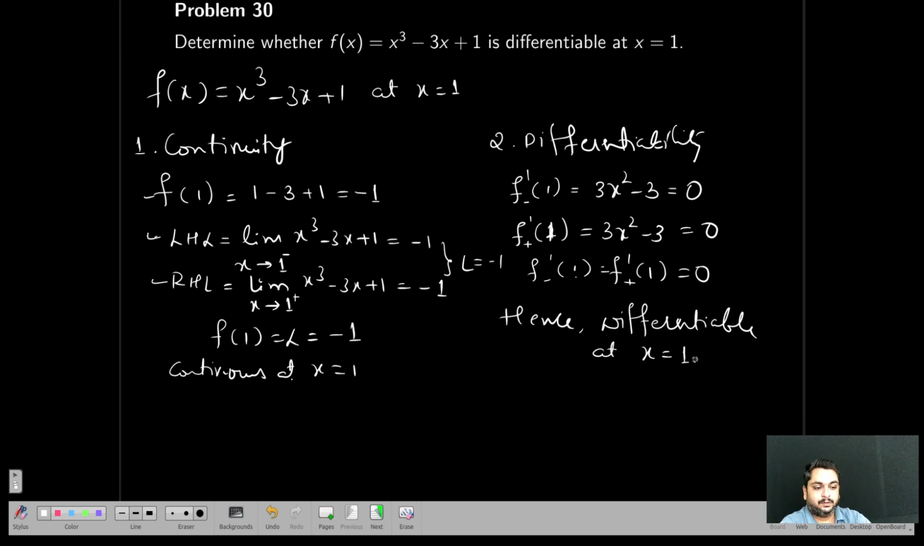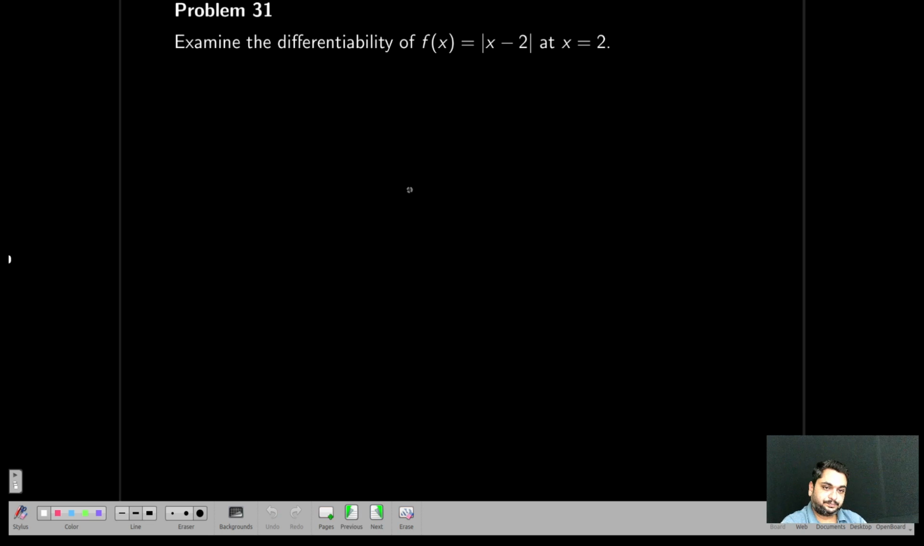Next, examine the differentiability of f of x equal to mod of x minus 2 at x equal to 2. Now, first check the continuity. So, f of 2 is equal to 2 minus 2 is 0.